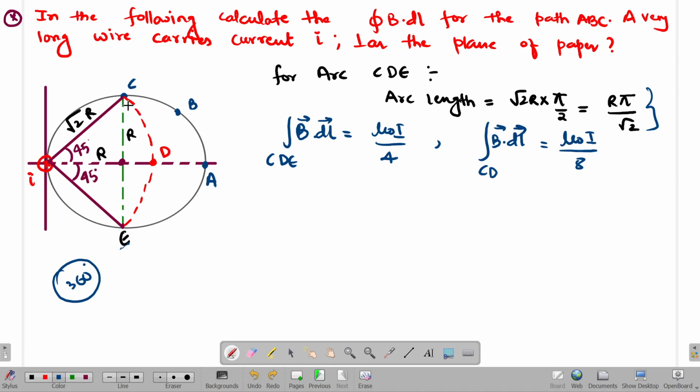अरे बाबा, CDE की वजह से कितना है? म्यू नॉट I by 4 है ना? तो CD उसका हाफ है या नहीं है? तो 1 by 8 ही होगा ना, म्यू नॉट I by 8.